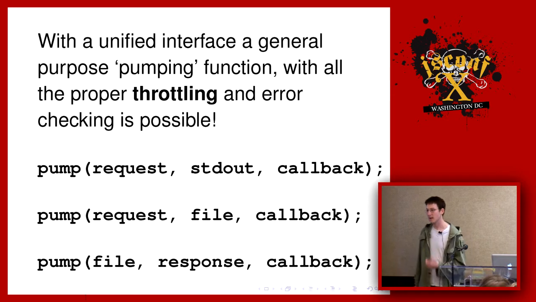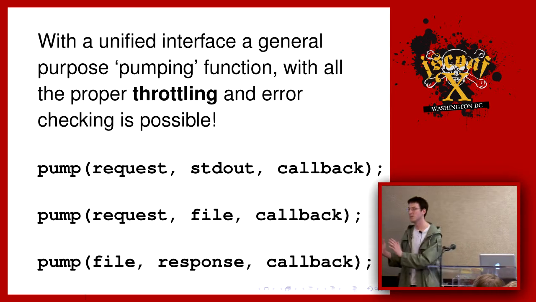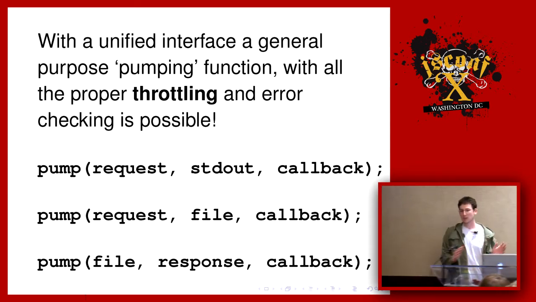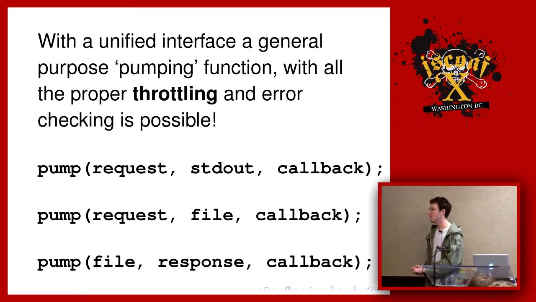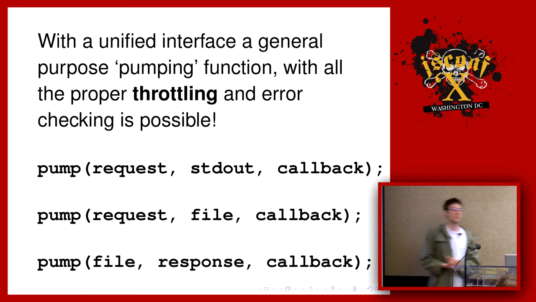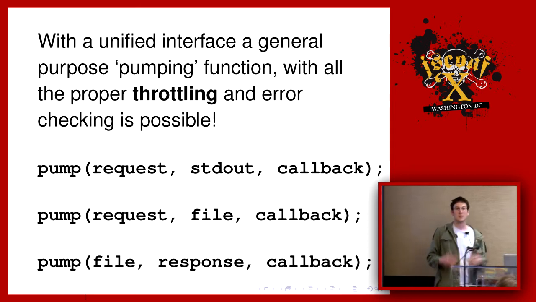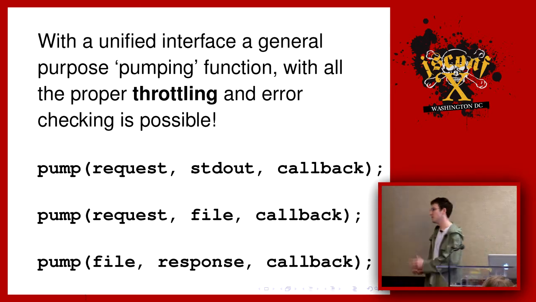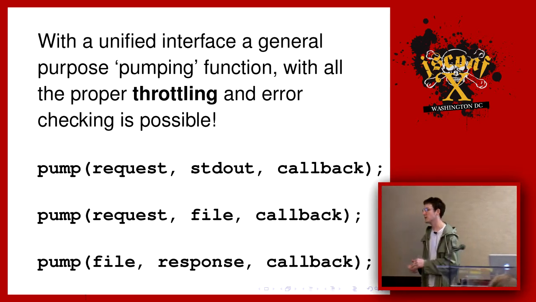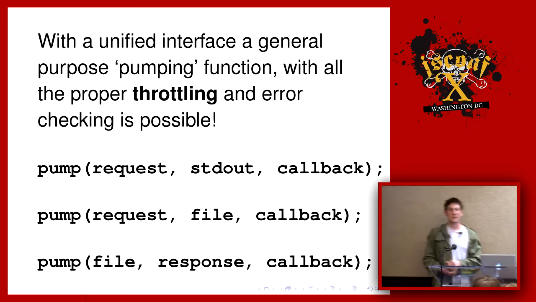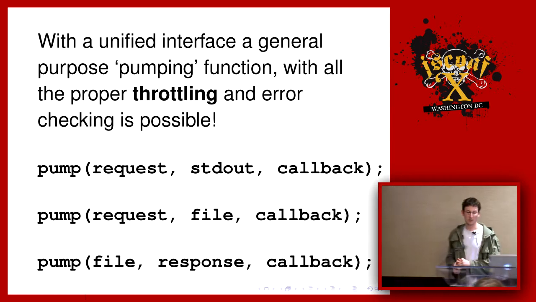In particular, we could write a general purpose pumping function that would take data from one stream and pump it into the other one. And we could do this in a really good way with all the proper throttling. It could all be on one event loop, and we could just get a callback when we're done. So maybe somebody's uploading a file and you just pump it to standard out if you want to see what it is. Or you pump it to a file, or you pump a file into a response. Pumping data throughout a process is a very common thing, and it would be nice if we could just put it into a single function.